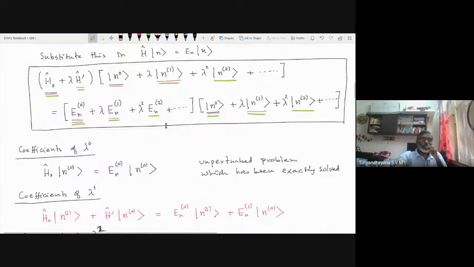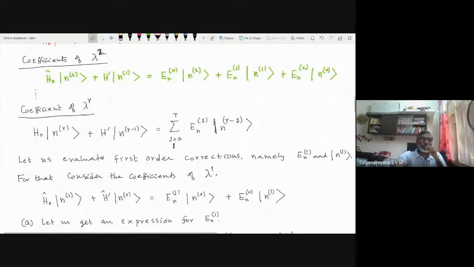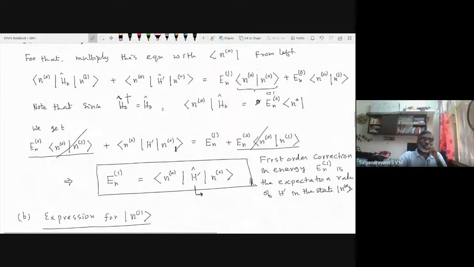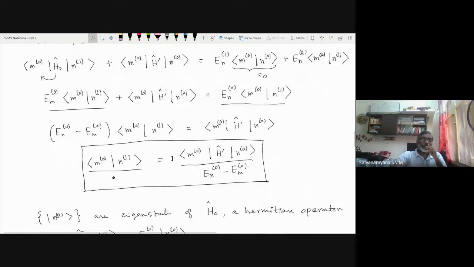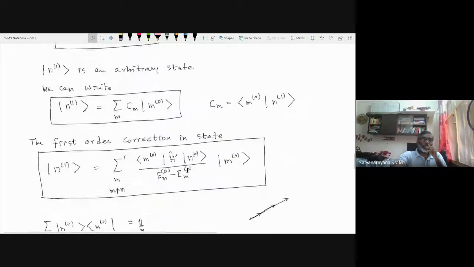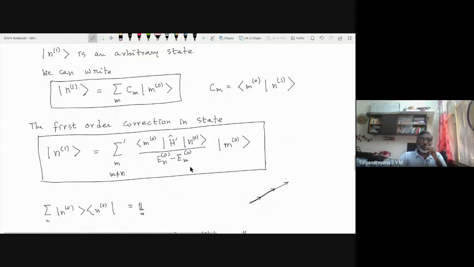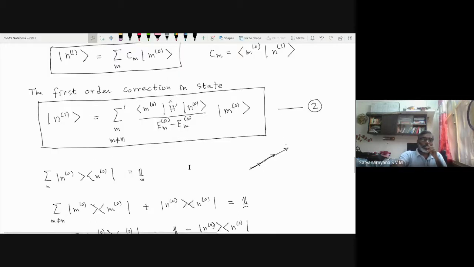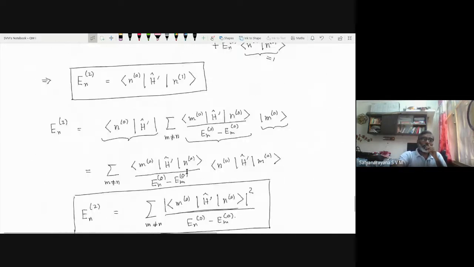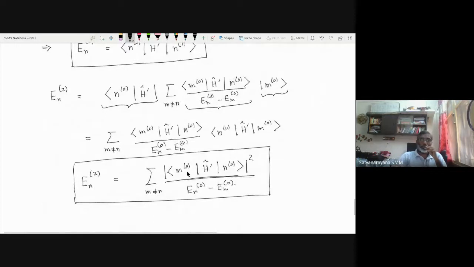So this is our main equation, and from here we collected the coefficients, and then this is the equation that talks about first order correction in the energy. Okay, so let us call this equation 1. And then we went ahead and asked what is the first order correction for the state. So this is the first order correction for the state. Let's call this equation 2. And then we talked about second order correction for the energy. So this is equation 3.